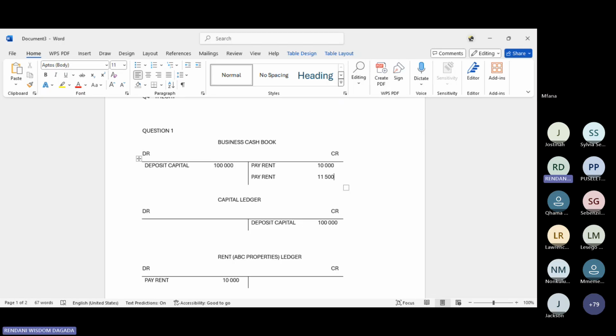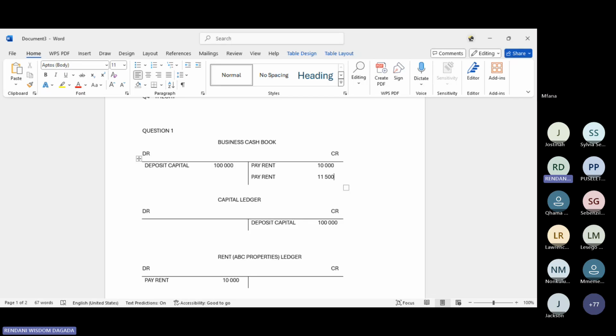Now, this answer is going to be different from the first answer. The first answer that we gave and this new answer that we gave now for the payment of the rent of 11,500, it's going to be different. Different how? In this question here now on the third, we are paying rent, but we are also paying VAT. This means that the 10,000 was a deposit. The other one, the 11,500, is the actual rent.